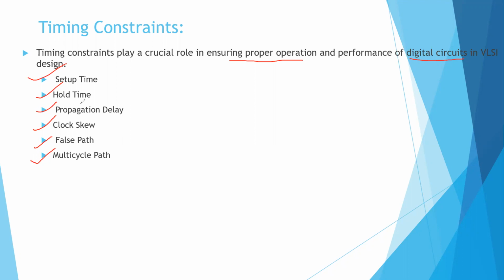So friends, these are some of the constraints which we use in our timing constraints. So let us see one by one what they are and how they affect the timing closure.